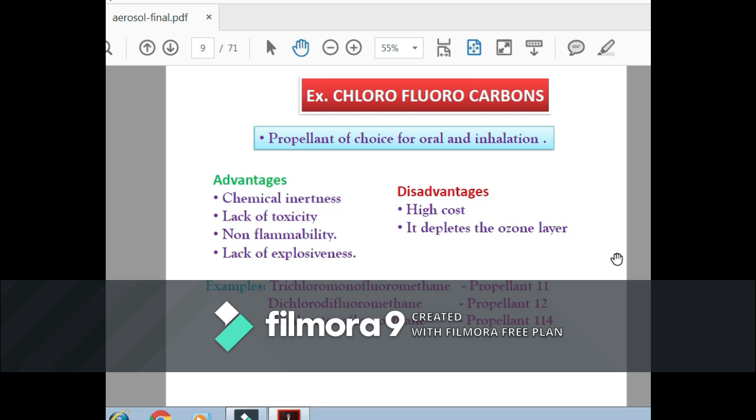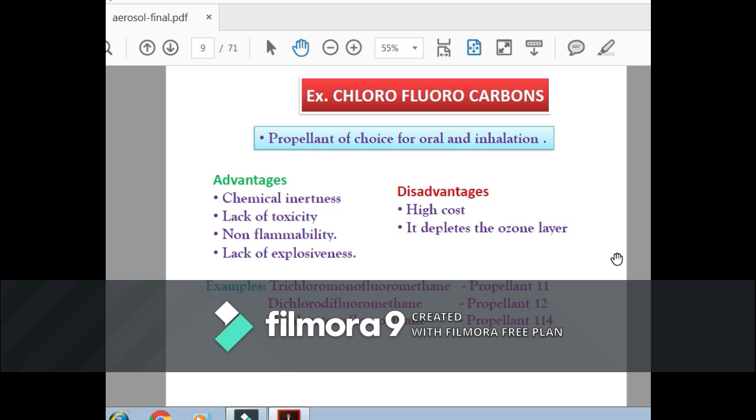If we are using the chlorofluorocarbons, then we can avoid or we can hide most of the disadvantages of aerosol, which we have previously seen. So chlorofluorocarbons are the choice of propellant for all type of manufacturers. Then disadvantages of chlorofluorocarbons. Chlorofluorocarbons are having high cost, so they are expensive, and they are having the disadvantage that they may have the ability to deplete the ozone layer. So these are the chlorofluorocarbon disadvantages.